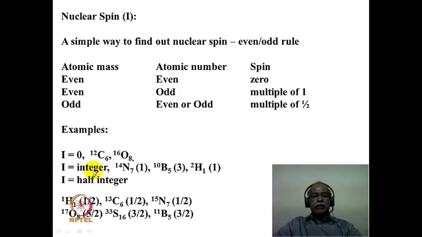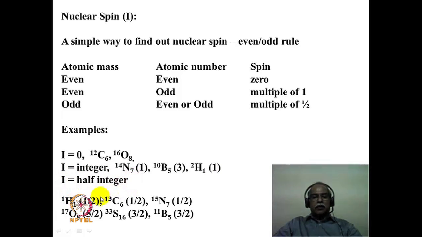When I is equal to an integer, the examples are nitrogen 14, which has a spin of 1, boron 10, which has a spin of 3, and deuterium, which has a spin of 1. The half-integer nuclei are very useful nuclei, and this is what we will be considering for the rest of the lectures in this particular course.